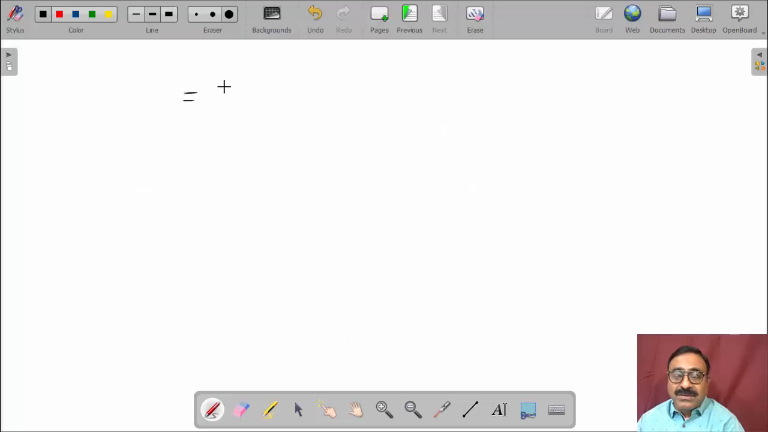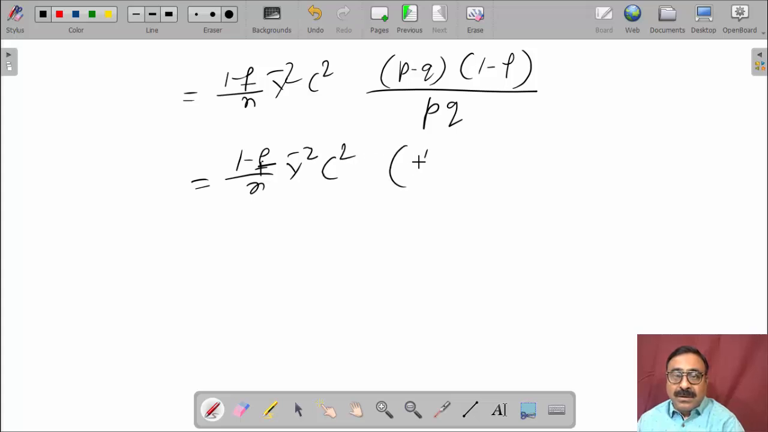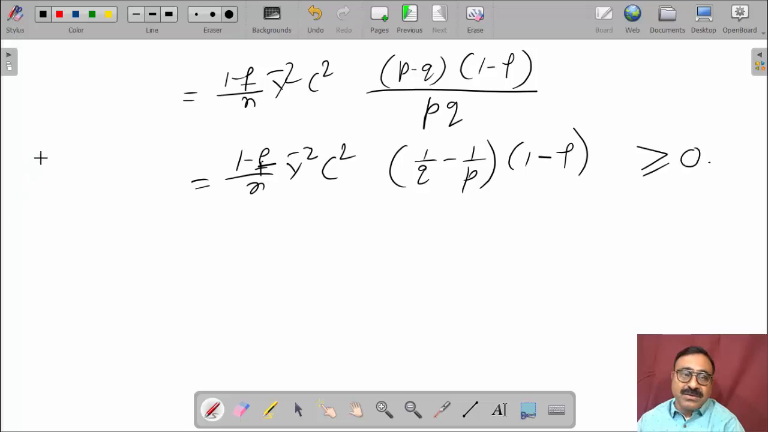Now that is equal to 1 minus F by N y bar square C square. This will be P minus Q into 1 minus rho divided by PQ. So this will be equal to 1 minus F by N y bar square C square, 1 by Q minus 1 by P into 1 minus rho. This is greater than or equal to 0.